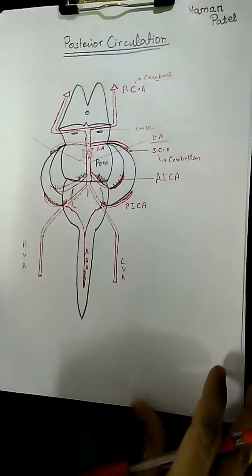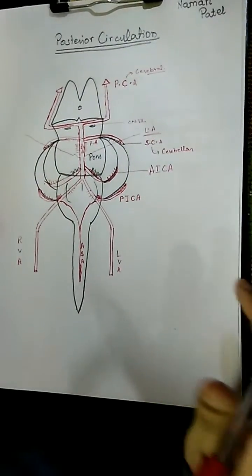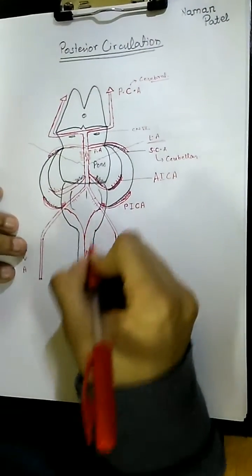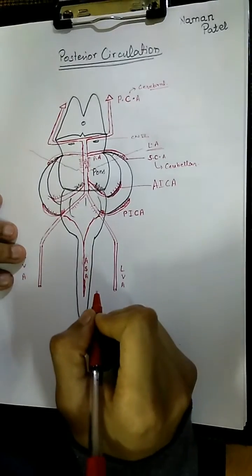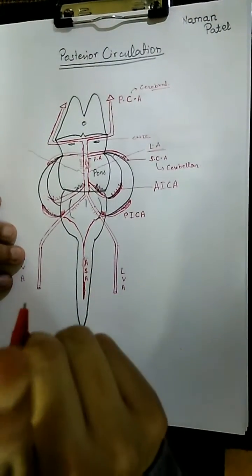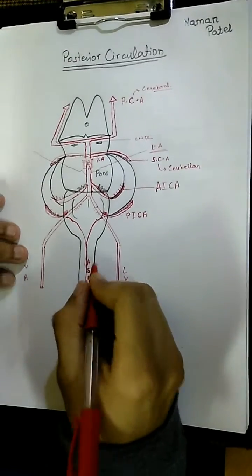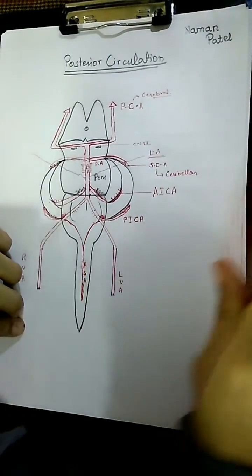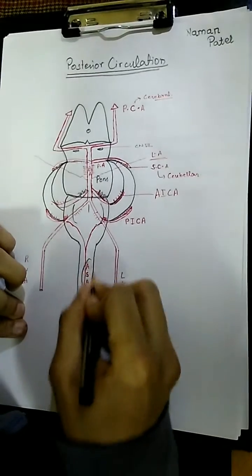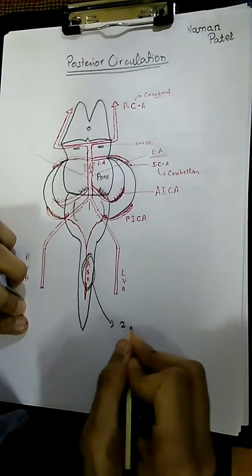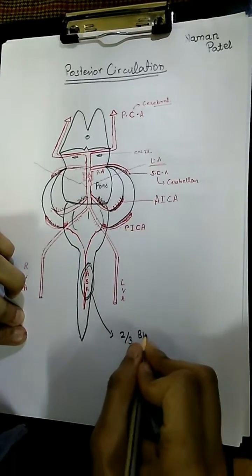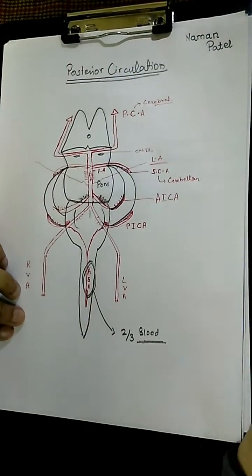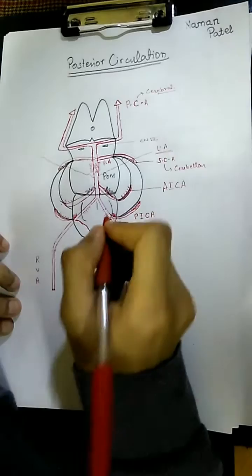Now I want to discuss a few things about the spinal cord. As you can see here, this anterior spinal artery is going to supply the two-third blood of the whole spinal cord. So the anterior spinal artery is going to supply the two-third blood. And what about the one-third blood? Which artery is going to supply it? The answer is the posterior.